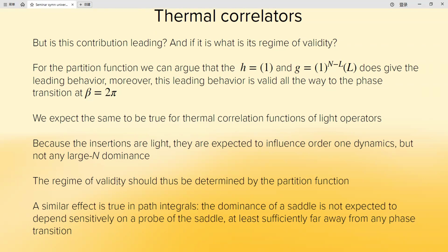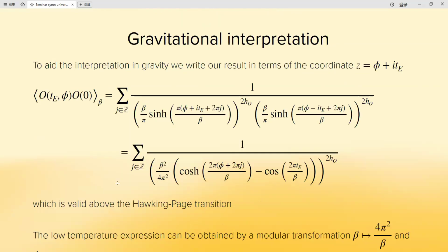And so our very simple expression should be true for all high temperatures, all the way to the phase transition at beta equals 2 pi. And so let's recap what we have found and try to understand what this means for gravity. To aid the gravitational interpretation, we write our results in terms of an angular coordinate and Euclidean time. And I've added back in the anti-holomorphic dependence.